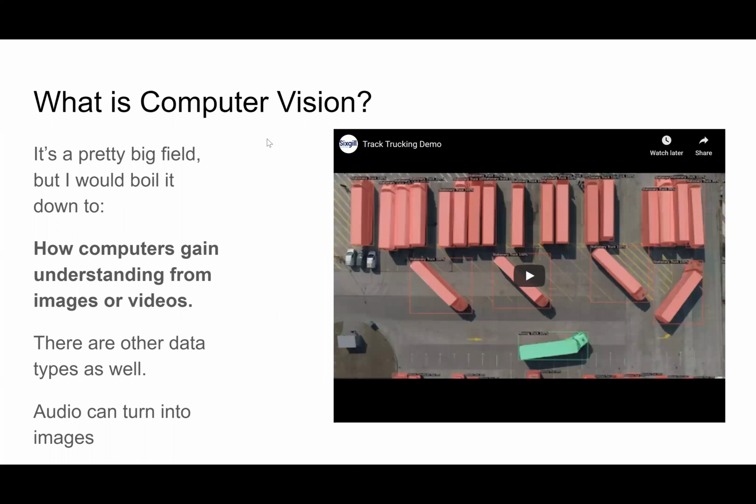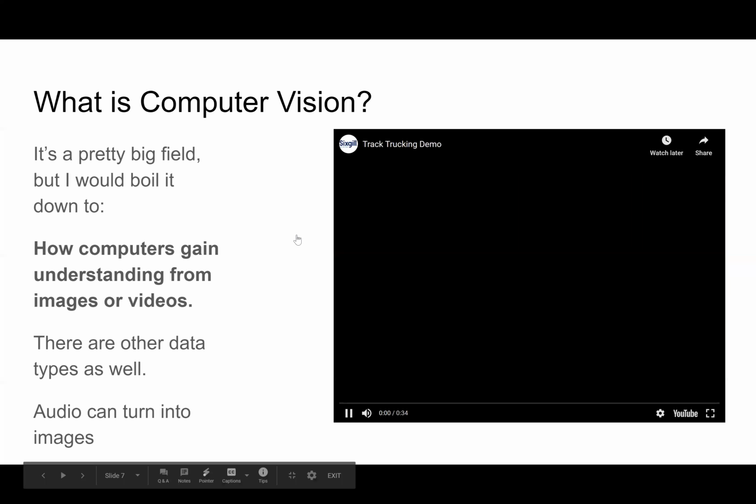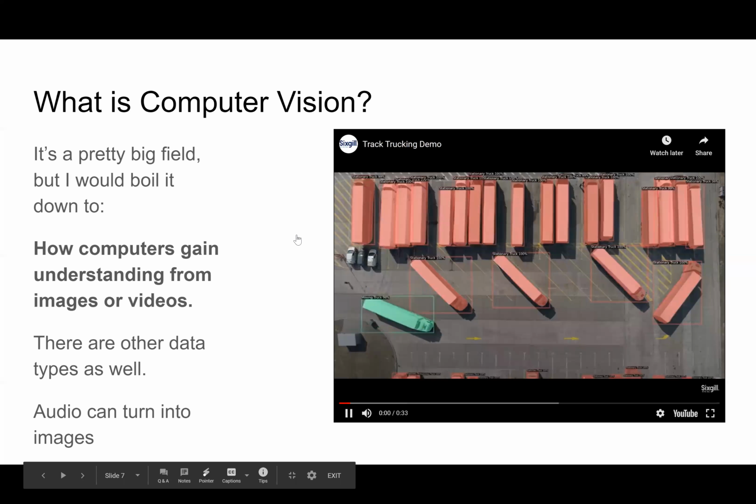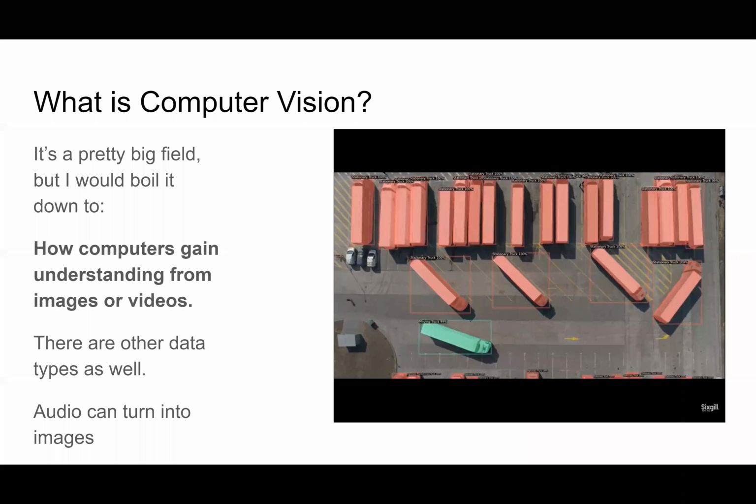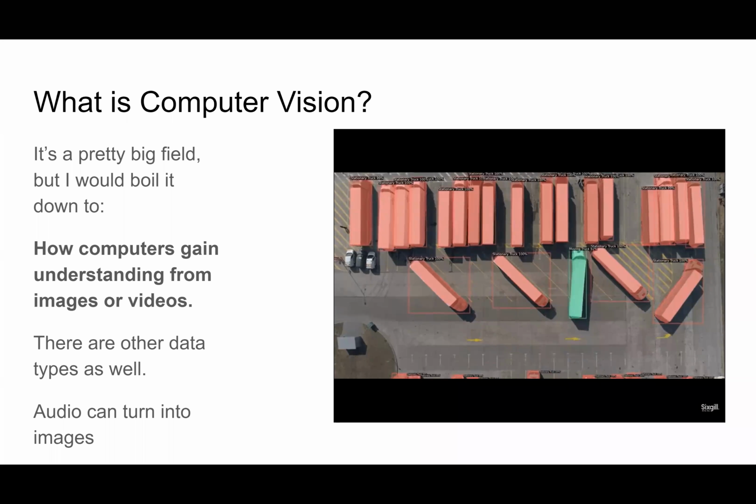All right, so what is computer vision? It's a pretty big field, but I would really just boil it down to how computers gain understanding from images or videos. There's other types of data as well that could be transformed into an image or video. Audio signals can be a visual representation of audio, so you could use computer vision to monitor audio for certain things. I saw a project recently monitoring for gunshot detections for poachers of endangered animals. So you could actually use computer vision to solve that problem.